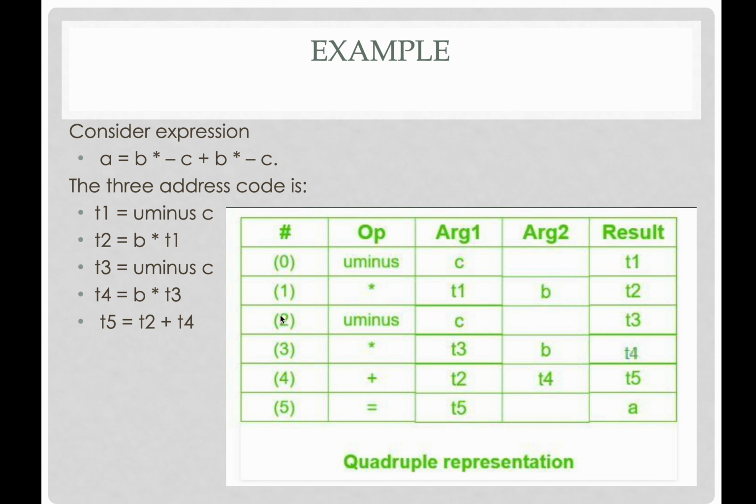Here the index is given from 0. In quadruple representation we are considering the index of every step from 0.